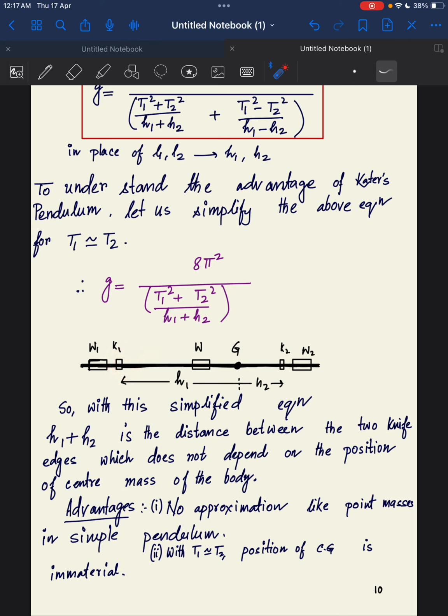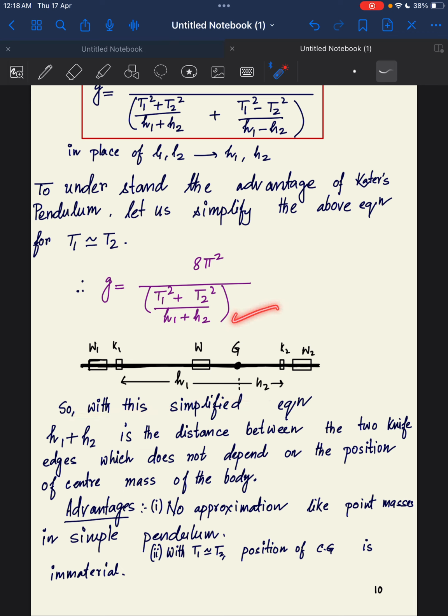This is the total distance, H1 plus H2. So this total distance does not depend on the position of the center of mass. Let's say you made some mistake in measuring the center of mass here instead of here or instead of here. So your H1 and H2 will vary, but the total value of H1 plus H2 will still remain the same. So if you can achieve the condition T1 equal to T2, then it is immaterial to find exactly where is the center of gravity of the system or center of mass of the system. Okay.